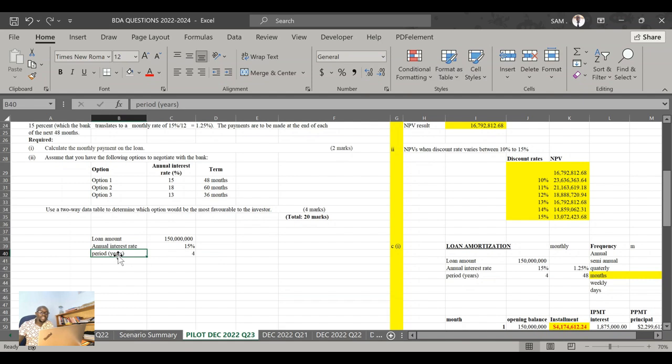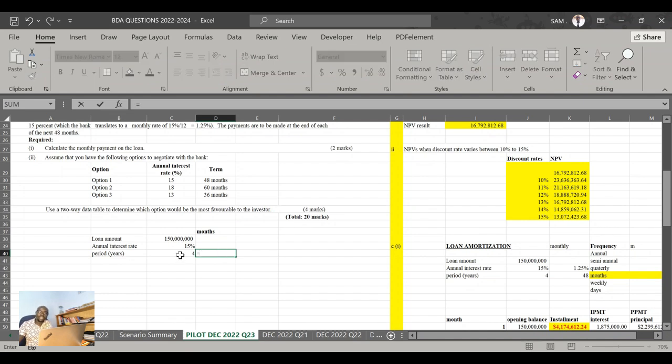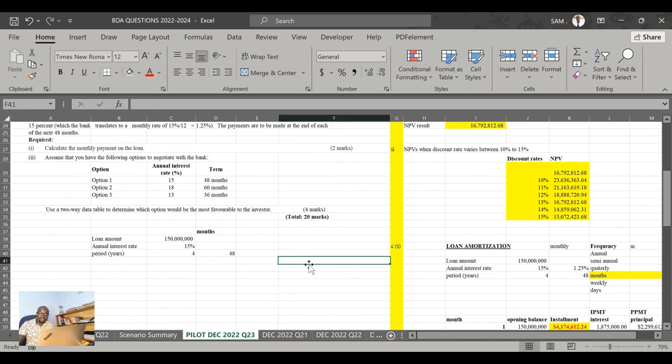Then the loan period was 4 years, but I want us to use it in months, because if you look at the options given here, the examiner is giving us the loan term or the period in terms of months. So let us convert 4 years into months, and that means we take the 4 years and multiply by 12 to get 48 months.